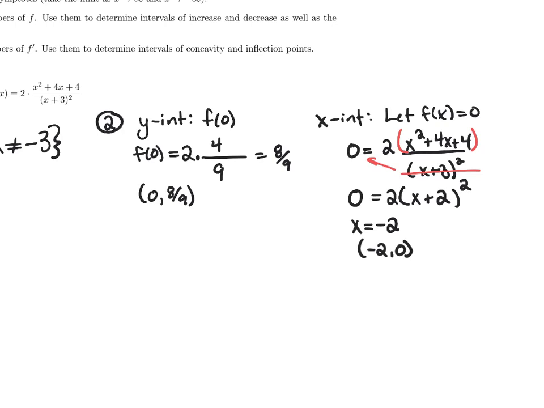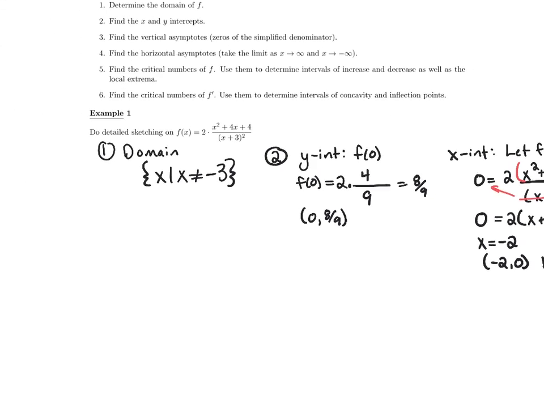Now even though this is a rational function, we can use the ideas that we had from polynomial functions to determine that because this has even multiplicity, my function should bounce rather than cross at that x-intercept.